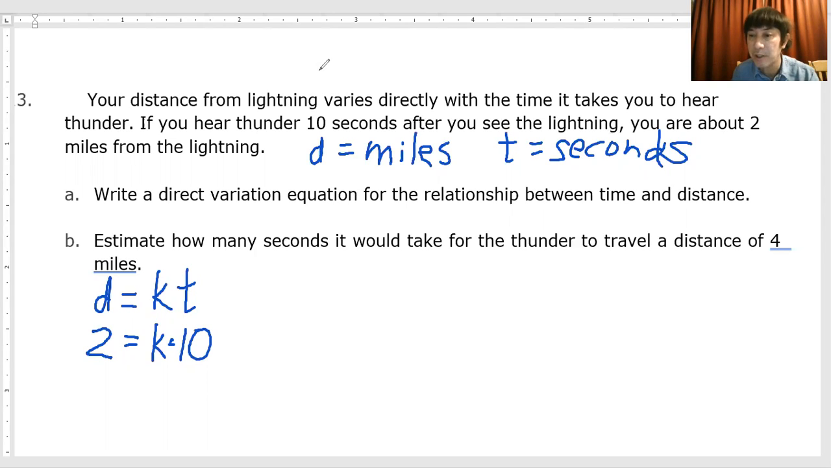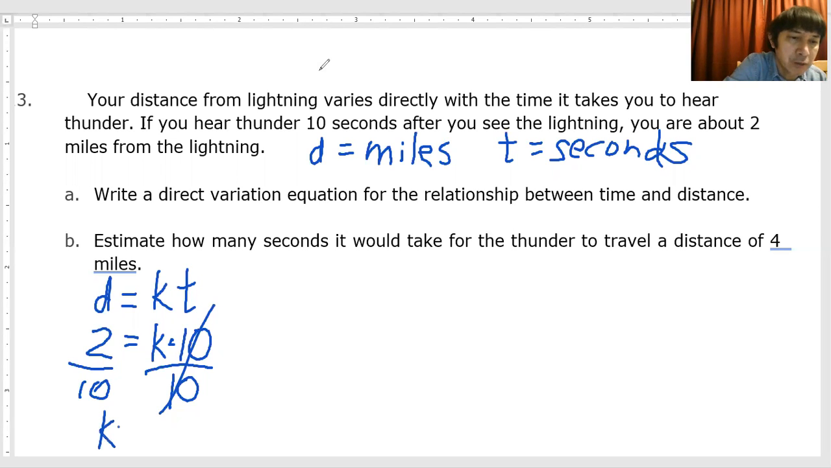Remember, the divisor is always beside the letter. So we'll continue by division. We divide by the 10, like that, and we have K equals 2/10. K is 2/10, which is what I said, 1/5, reduced to lowest terms. So K is equal to 1/5.